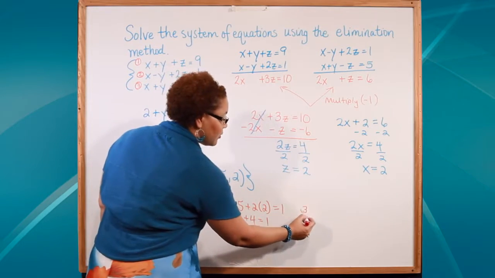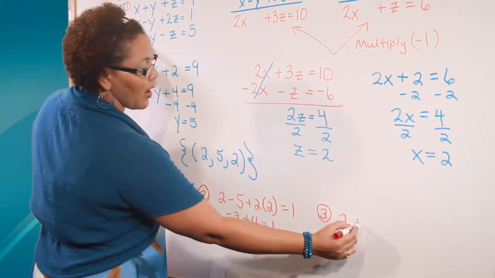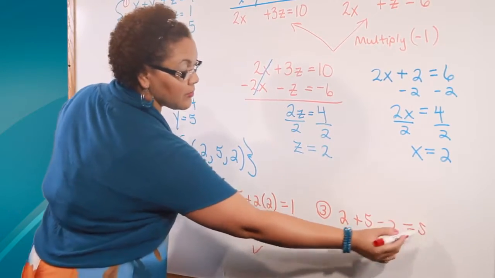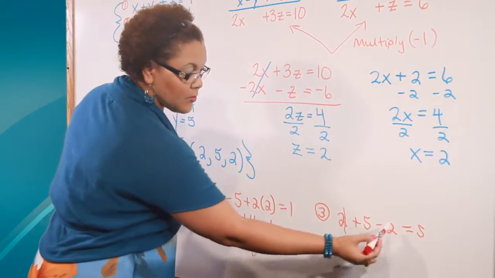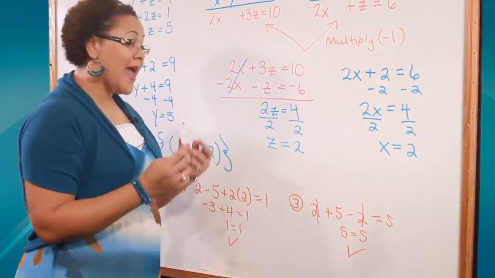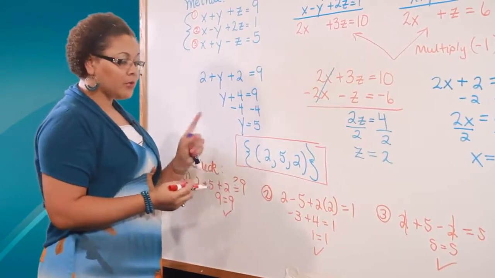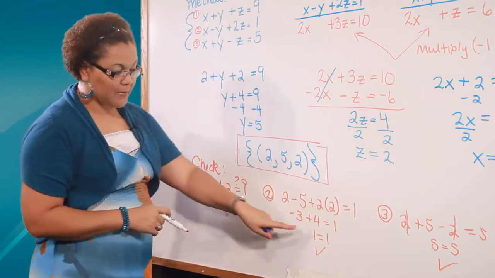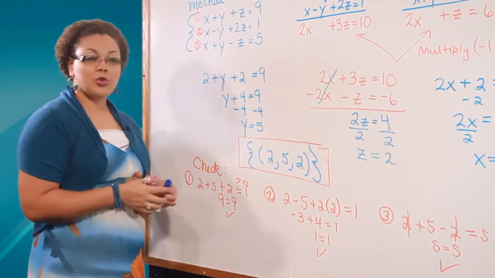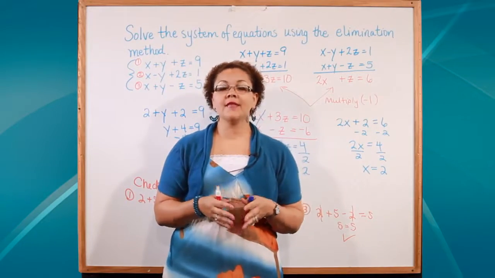Now let's check the final and third equation. So we would replace x with 2, y with 5, minus 2, and is this equal to 5? And as you can already see, 2 minus 2 is 0, and this simplifies to 5 equals 5. So now we can definitively say, because our ordered triple (2, 5, 2) made a true statement in all 3 of the original equations, that our solution is (2, 5, 2). And this is how you solve a system of equations using the elimination method.